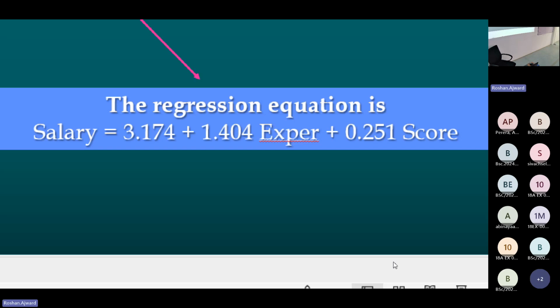3.174 translated in thousands is $3,174. So that could be treated as the basic salary. Even if you have 0 experience and 0 marks, you are still going to get 3.174. Why am I saying that? Substitute experience 0: 1.404 times 0 is 0. Then marks 0: 0.251 times 0 is 0. So what remains is only 3.174. That means a computer programmer having 0 experience and 0 marks still gets 3.174.